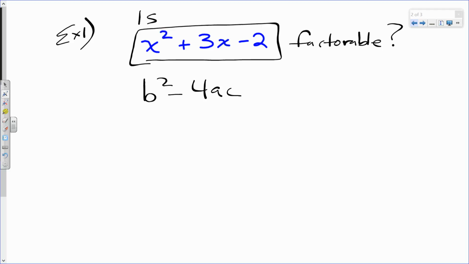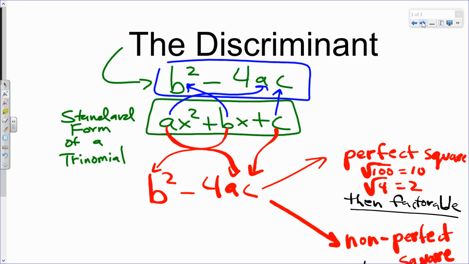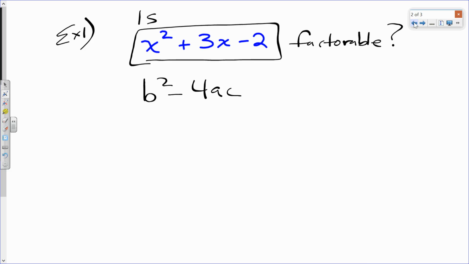What is the a value? a is whatever's in front of the x squared, right? So in this case, a is going to be 1. There's an automatic 1 coefficient on the x squared. So I'll replace a with 1. What's my c value? Very good. I'll replace c with -2. And my b value is 3. Okay? So let's do it together now. You'll see what happens. Ready?